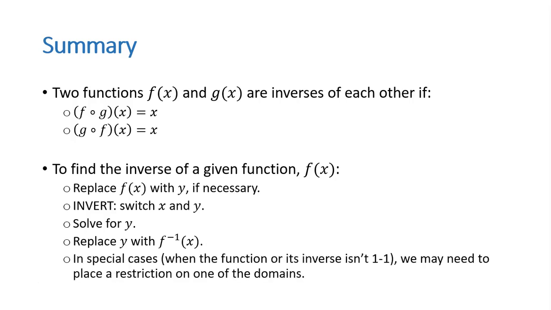And then for a couple of special situations when the function or its inverse isn't one-to-one, remember those situations where we started with a quadratic or we started with a square root, we may need to place a restriction on one of the domains. So if we can cut off a portion of the function that keeps it from being one-to-one, then we can take the inverse just like we did following the same instructions.